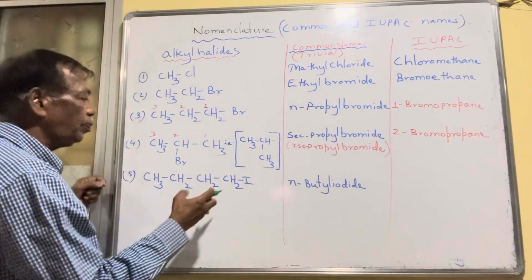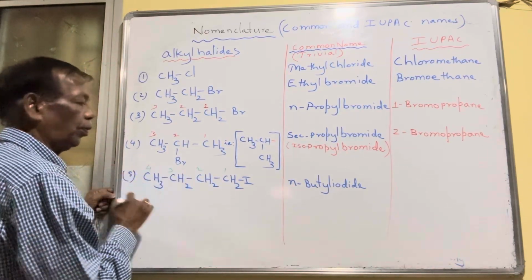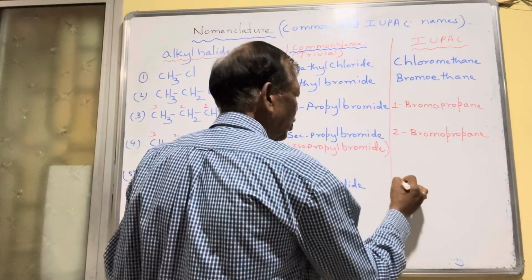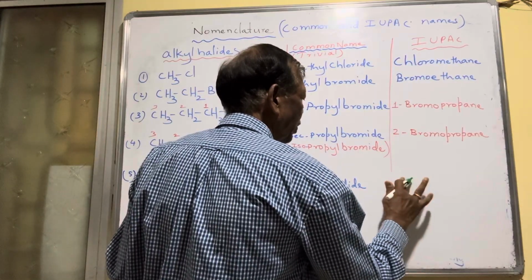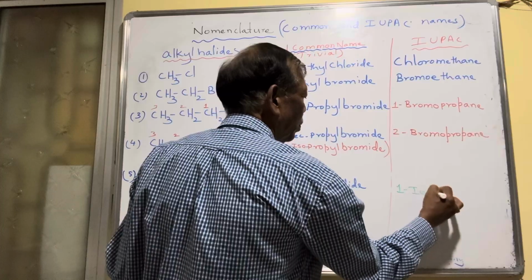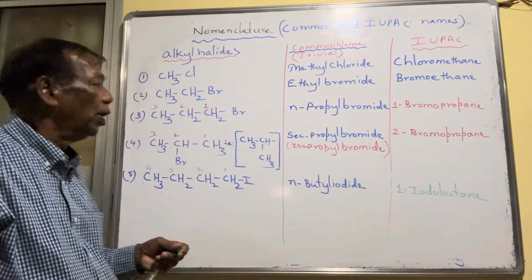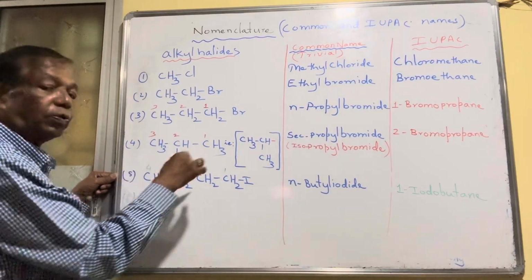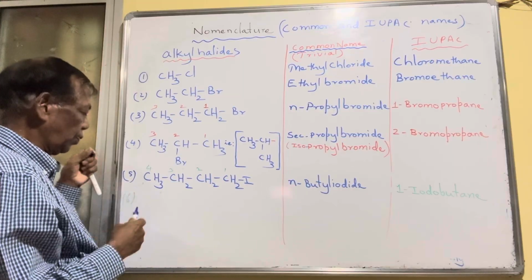1, 2, 3 and 4. So here iodine is bonded to carbon number 1, therefore I will call it 1-iodobutane. 1-iodobutane. Wait, I'll first explain what is called iso again here. So let us see the next compound.